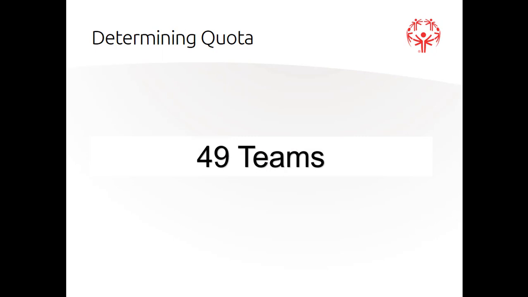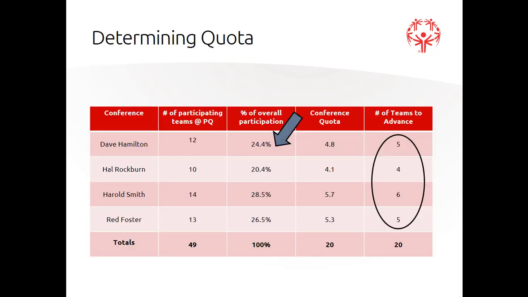The first step in determining which teams qualify to advance is to calculate the quota assigned to each provincial qualifier. The Special Olympics Ontario sport team gathers all of the data from all of the PQs that are held. If we look at the results from that season, we can see that 12 teams attended the Dave Hamilton Conference tournament. This equates to 24.4% of total participation. With rounding, this garnered a quota of 5 for the conference.